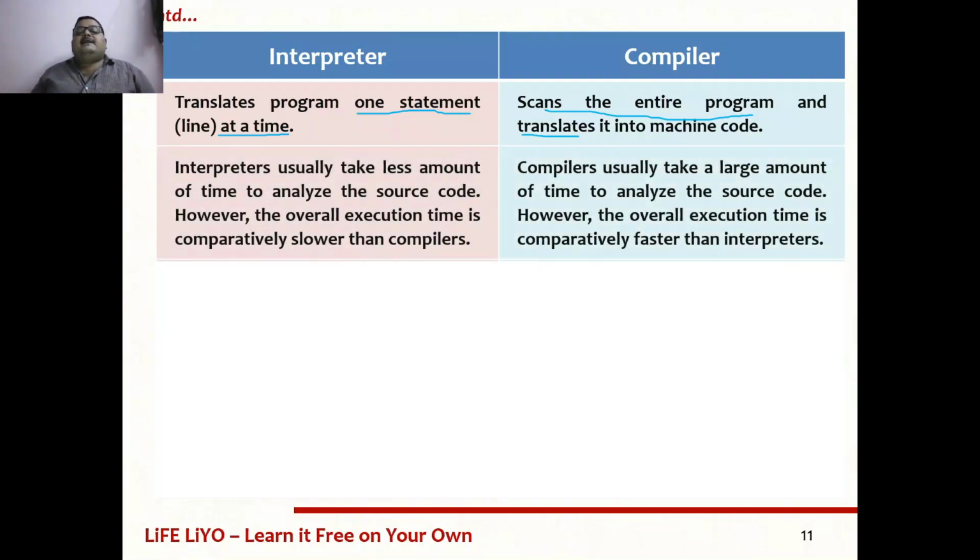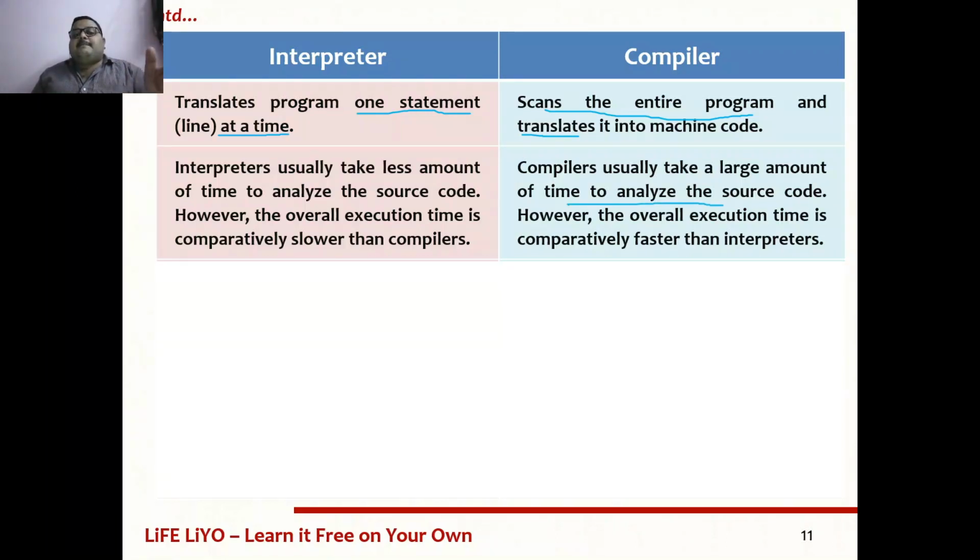Now, the interpreter usually takes less time to analyze the source code, because it takes only one line at a time. But the compilers are going to check each and every line at once, and then take note of the errors in one place. That's why it takes a large amount of time for analyzing. So compilers take a large time to analyze the source code.